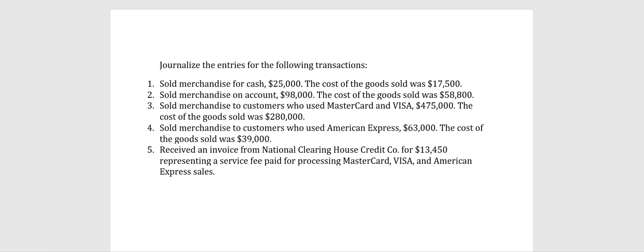So in this example, they're giving us 5 different transactions that they want us to record, and in these 5 transactions, we are the seller in the situation. So in the first one, they tell us that we sold merchandise for cash for $25,000. The cost of the goods sold was $17,500.